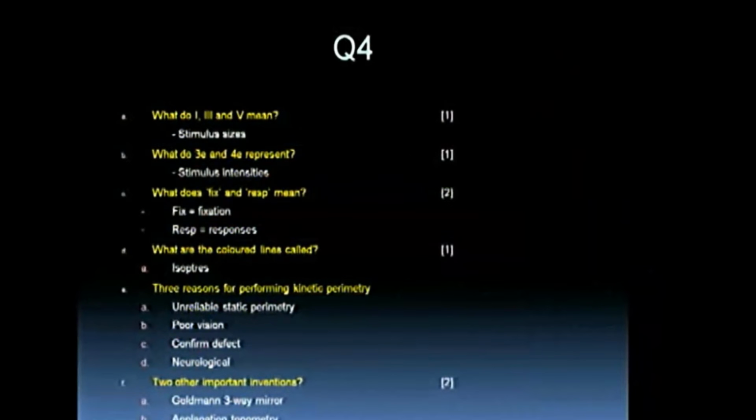3e and 4e represent stimulus intensities. Fix means fixation, and rest means responses. So the perimetrist will say, was the fixation accurate when he looks at the eye through the scope? And what were the responses like? Was the patient a bit unsure at times? Were the responses brisk? Were they slow? Were they unreliable? So that's what those two mean. They are markers of reliability for Goldmann visual fields. Colored lines are called isopters. An isopter is a line joining locations of equal sensitivity.